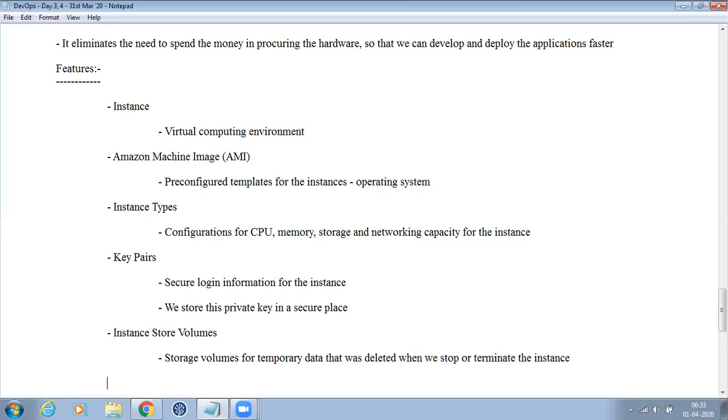Okay. So this comes under instance store volume. These are all the features. Need to understand at least at a high level.